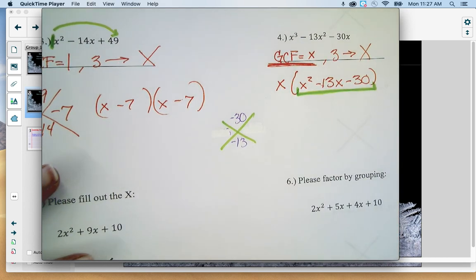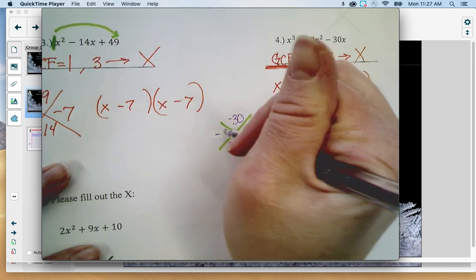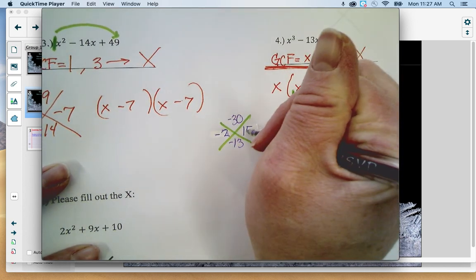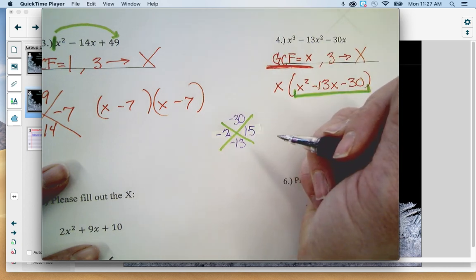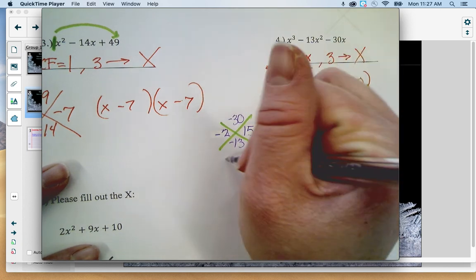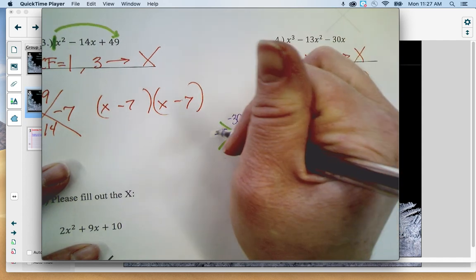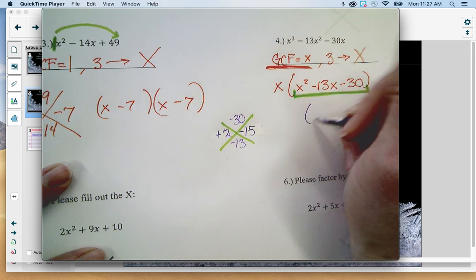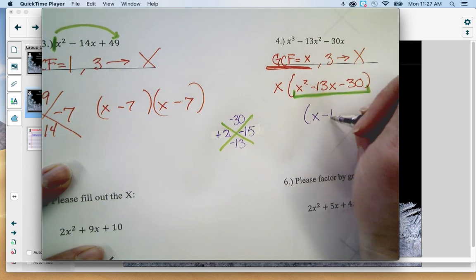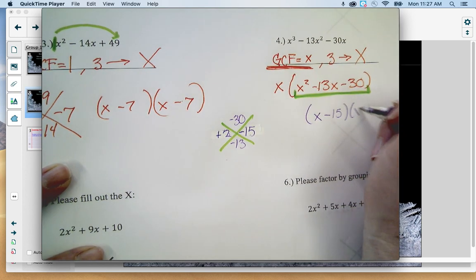Did anyone find anything different? Andrew? I got negative 2 and 15. Negative 2 and positive 15? Do you agree with negative 2 and positive 15? Yes. Closer. Wait. Agree? Negative 15 and 2. It has to give me negative 15, negative 13. So positive 2, negative 15. So it would factor into X minus 15, X plus 2.